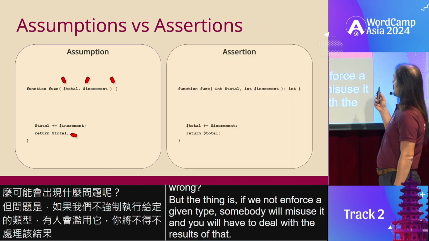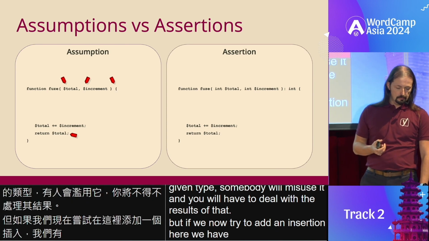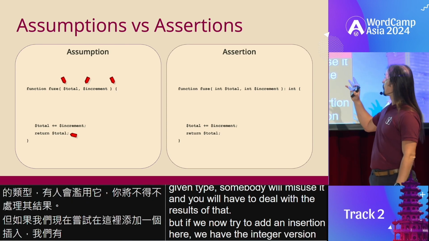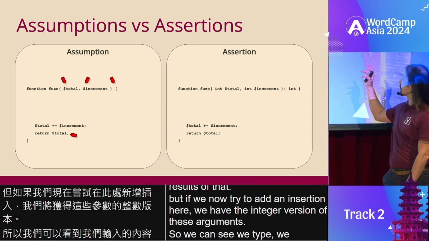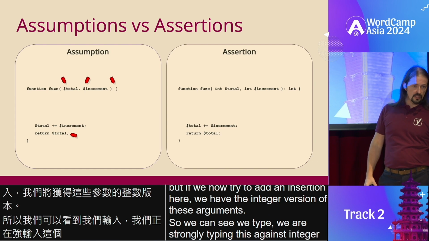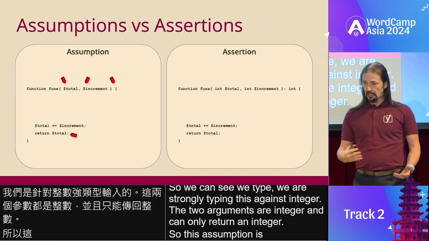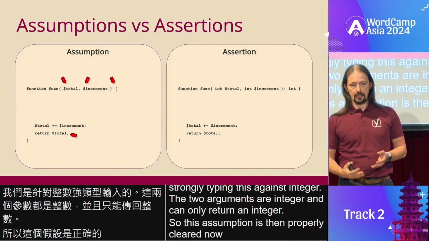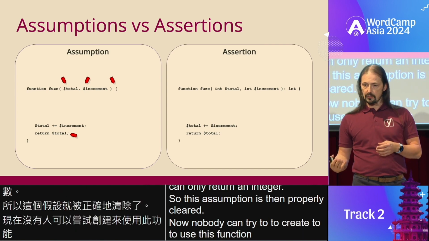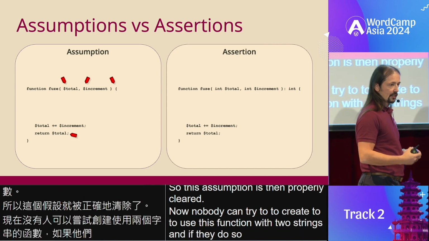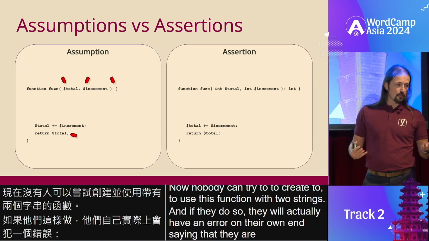But if we now try to add an insertion here, we have the integer version of these arguments, so we can see we're strongly typing this against integer. The two arguments are integer and can only return an integer. So this assumption is then properly cleared. Now nobody can try to use this function with two strings, and if they do so, they will actually have an error on their own end saying that they are just using it wrong.